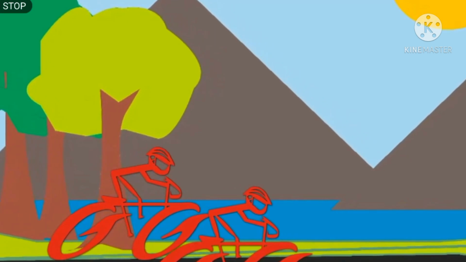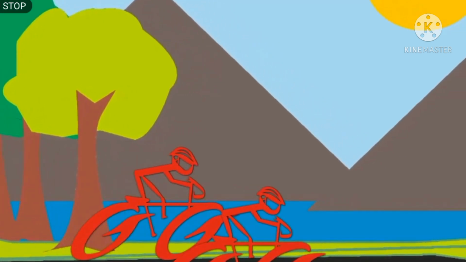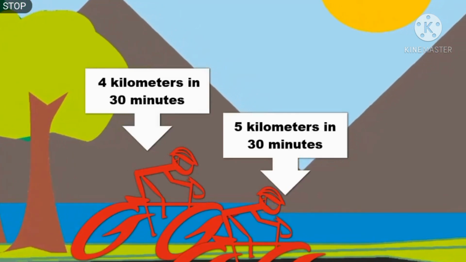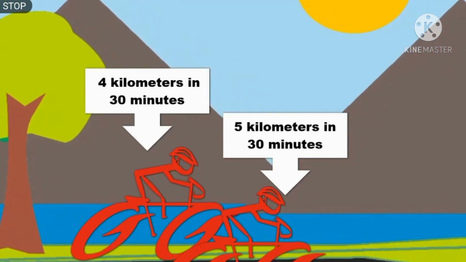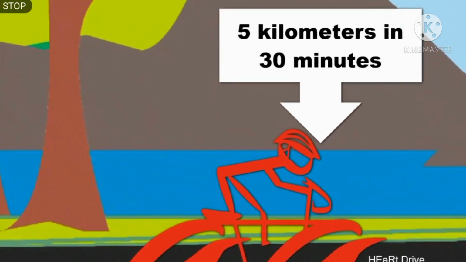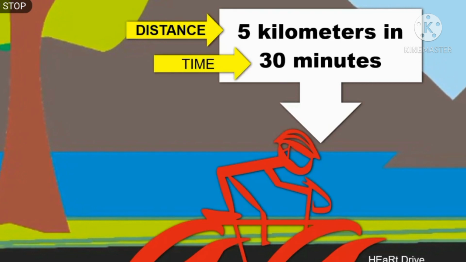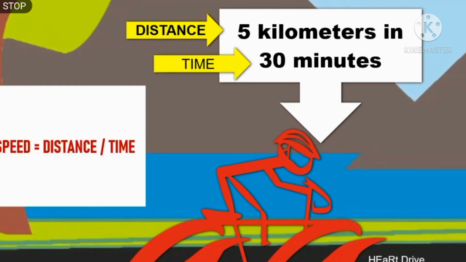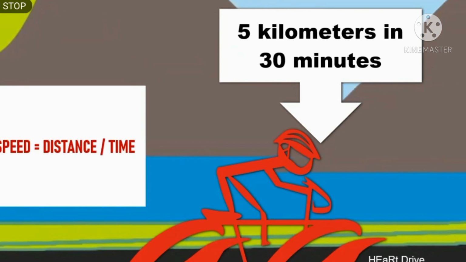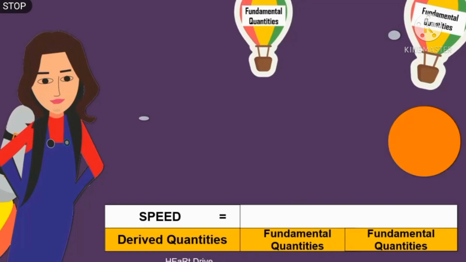Two boys are riding bicycles. To find which boy's bicycle is the fastest, we should consider the time taken and distance covered by them. So, to calculate the speed of a bicycle, we use two quantities, distance and time. Here we calculate speed with a combination of distance and time. So, speed is a derived quantity.